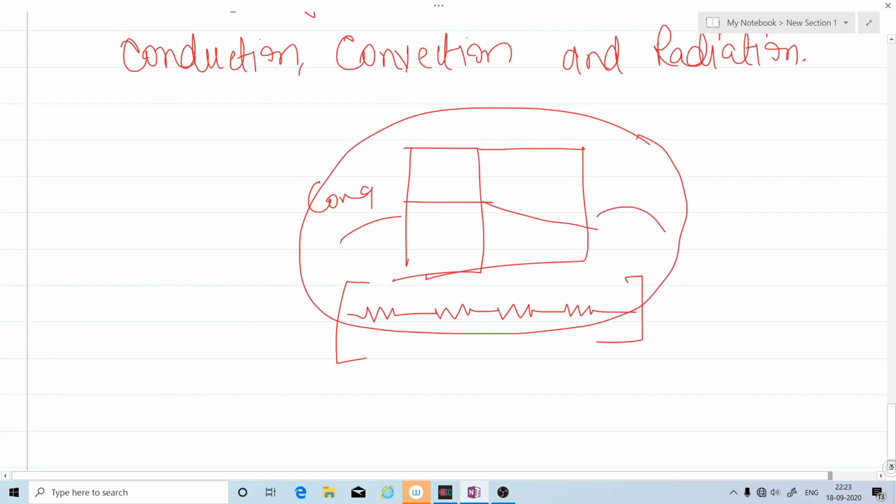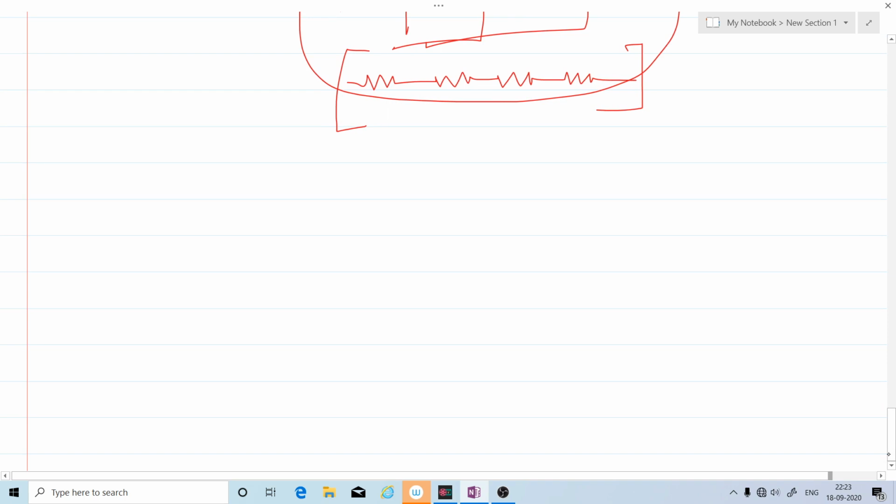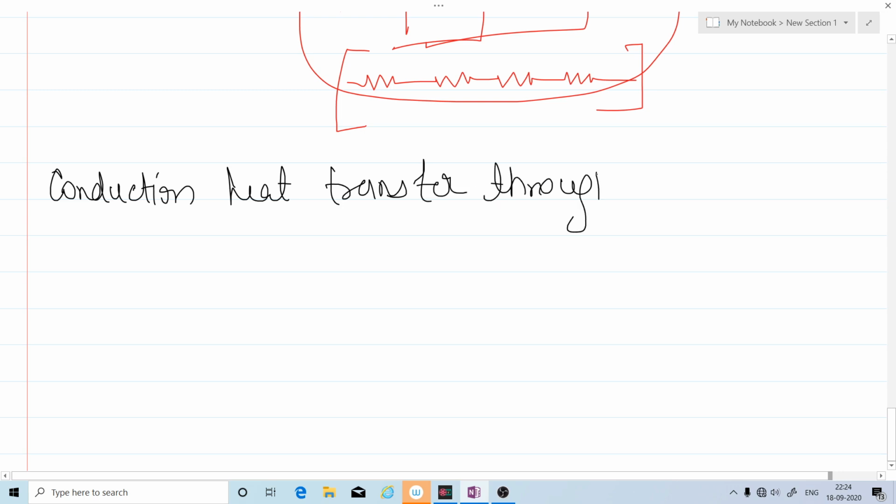I hope all of you have now understood what is conduction heat transfer through a rectangular slab. Now with the help of this electrical analogy, I will explain how to calculate the conduction heat transfer through a composite rectangular slab. This is very important.